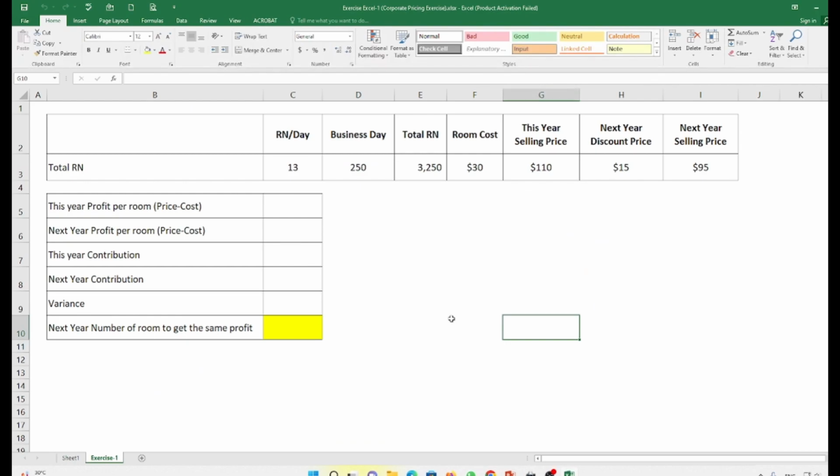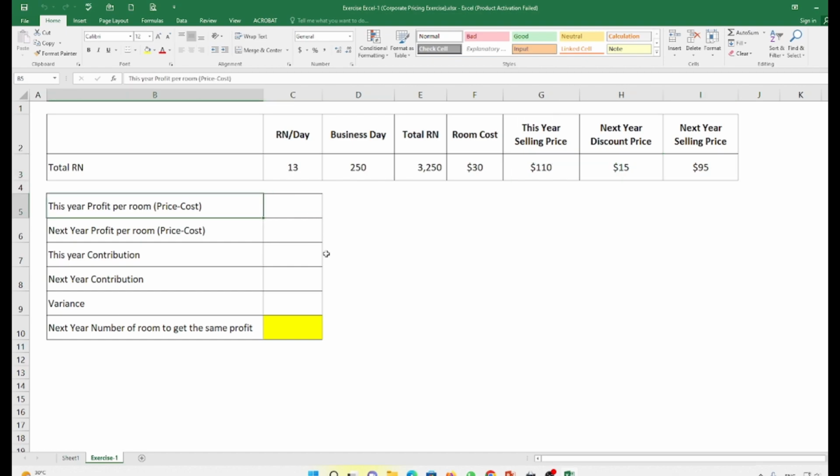If you see this template, every day they support us with 13 rooms, and within 250 business days, the total room nights are 3,250, and our room cost is $30 per room. This year's selling price is 110. Next year we discount $15, so next year will be a $95 rate. So let's do the calculation together.